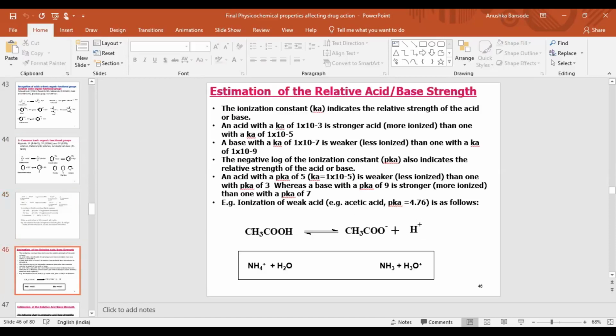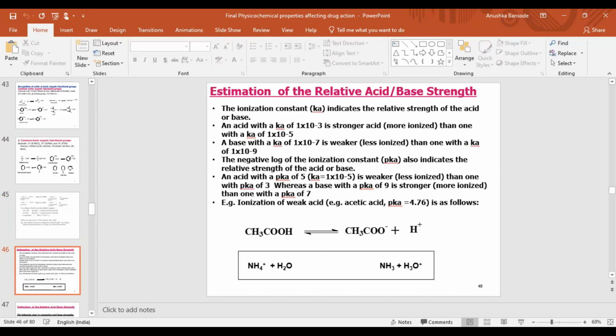Now, estimation of relative acid or base strength. The ionization constant Ka indicates the relative strength of an acid or a base. An acid with Ka of 1 × 10^-3 is a stronger acid, which is more ionized than one with Ka of 1 × 10^-5. The same goes for the base.